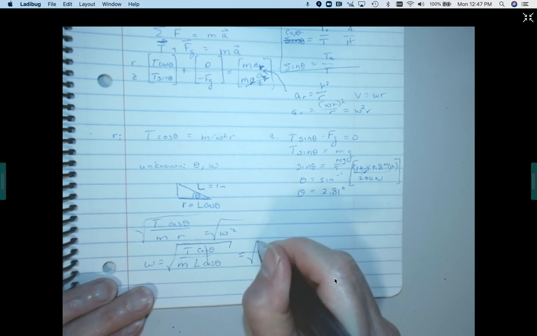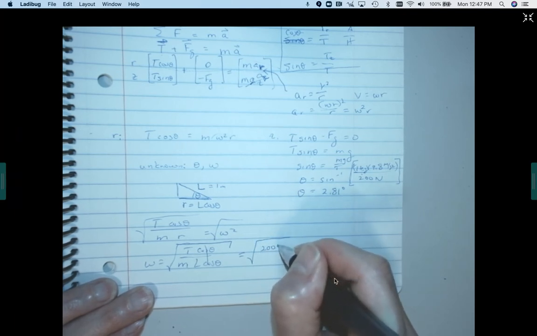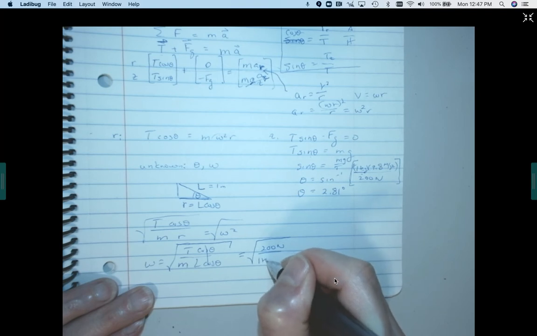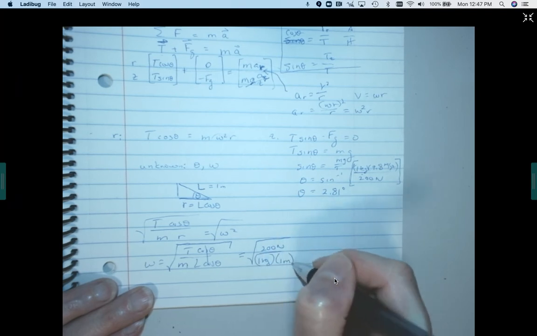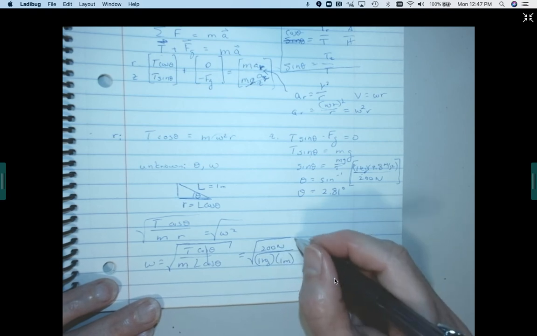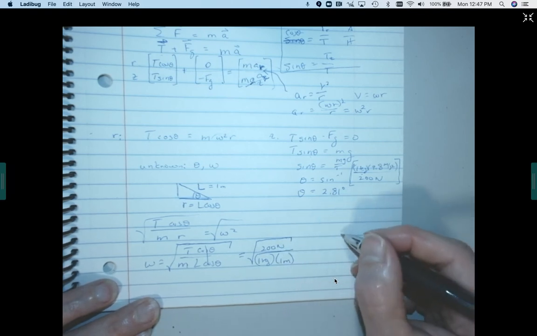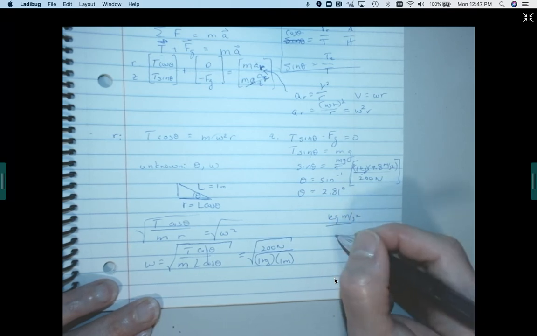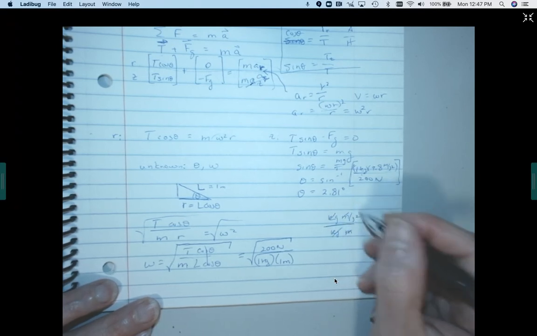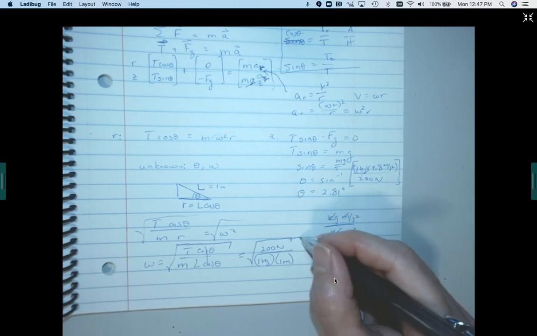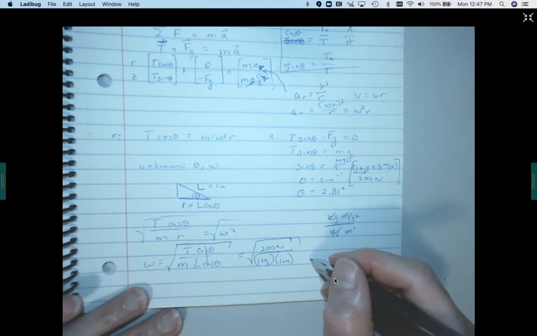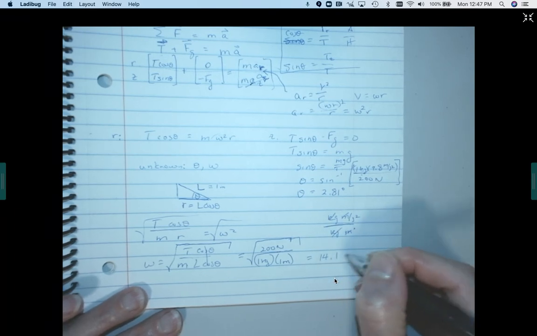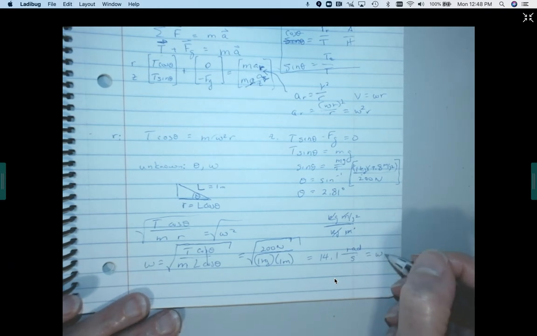And so we get omega is just equal to 200 newtons divided by my mass, which was 1 kilogram, and my length, which was 1 meter. It's really just the square root of 200 is the value. And if we look at our units, right, we have a newton, which is a kilogram meter per second squared. We're dividing by a kilogram, and we're dividing by a meter. So those go away. So we're getting 1 over a second squared, and then we take the square root of that. So our answer will come out as 14.1 radians per second. Okay, that's our angular velocity.